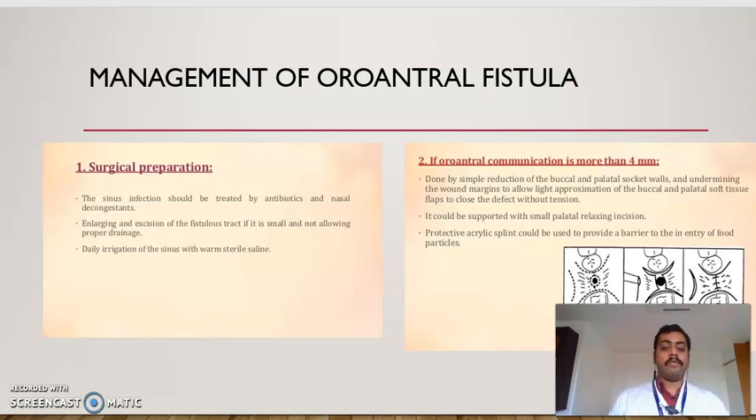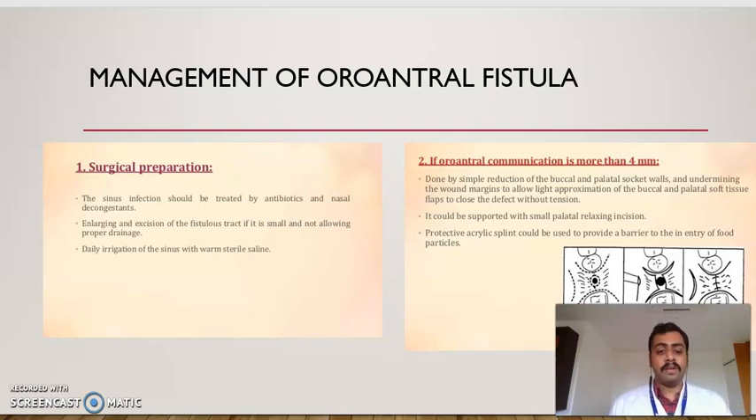Okay, now we'll enter into the second part, that is the management of the oroantral fistula. It can be managed by means of surgical management as well as medical management. Medical management is followed by the prescription of analgesics, painkillers, antibiotics, nasal decongestants.